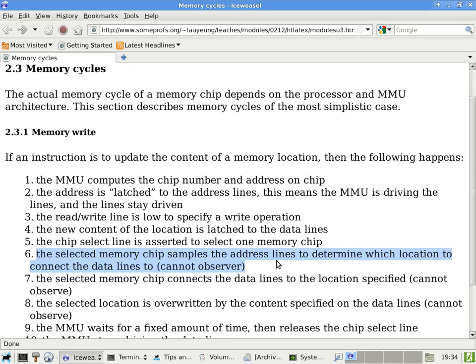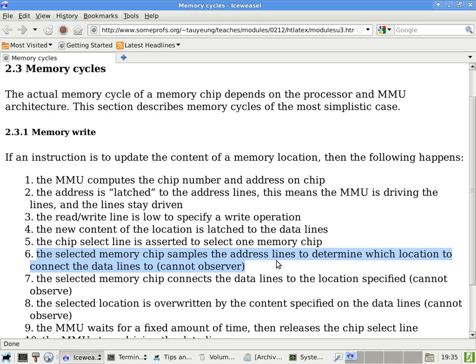The selected memory chip will connect the data lines to the location specified, and this also cannot be observed. In other words, it's equivalent to you flipping to page 88. Once you understand I want you to overwrite page 88, it will take you some time to flip to page 88. Once the memory chip connects the data line to the specified location, then the location is overwritten by the content that is already specified on the data line. In other words, you are just overwriting the content of page 88. That will take up some time as well.